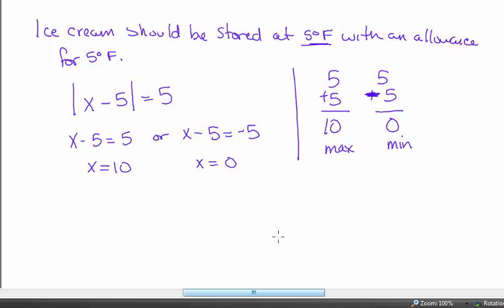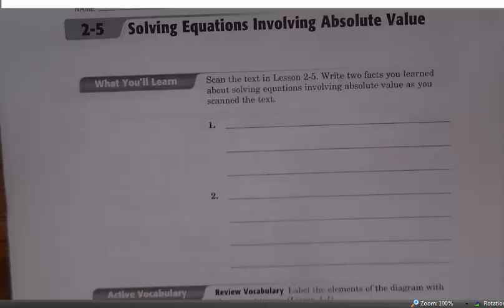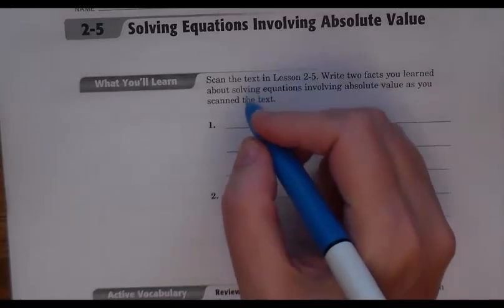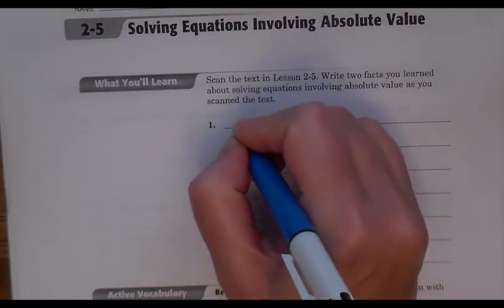Okay, and that is how we write and solve absolute value equations. And now we will go on to the note taking. There's really not an algebra tile use with absolute values, so I can't show you how to do that. Here's the note taking for section 5 on chapter 2, and you want to write 2 facts you learned, but I'm going to go ahead and write down what we're supposed to learn.